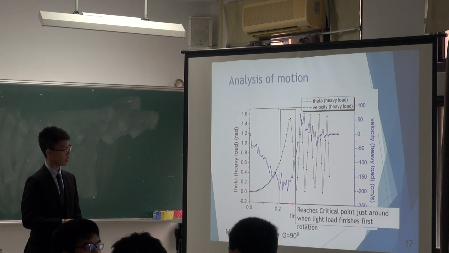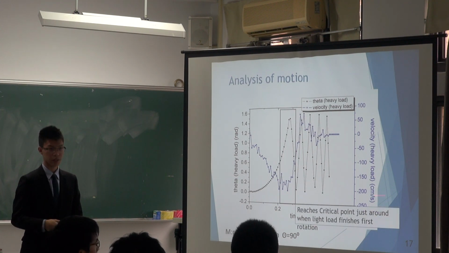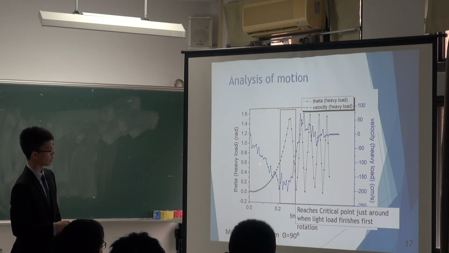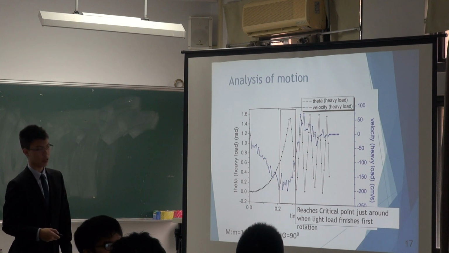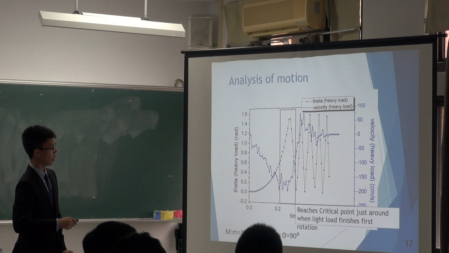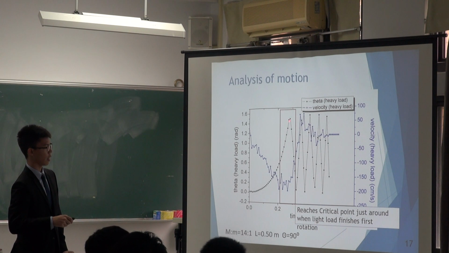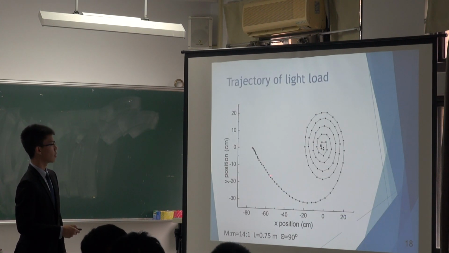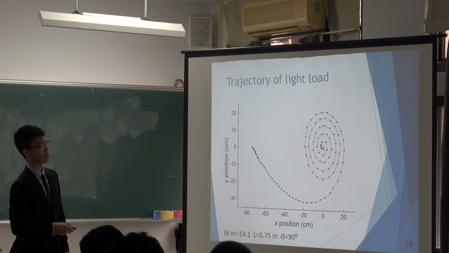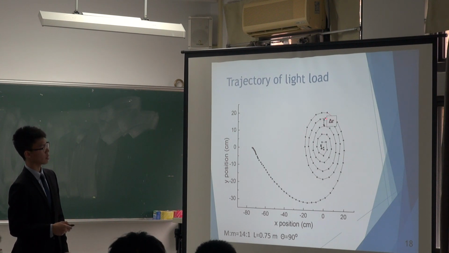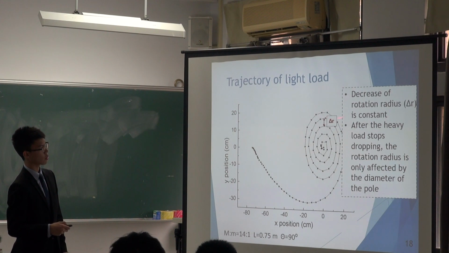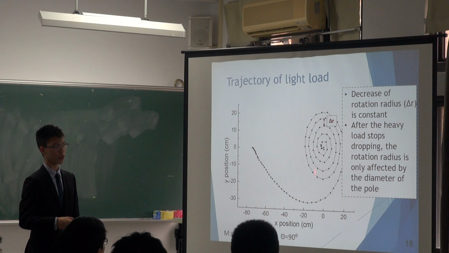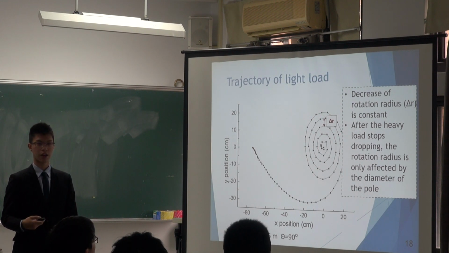We can see there's actually a critical point, quite obvious here, which makes the velocity of the light load bounce back up and go faster, and the theta of the light load forms another cyclic motion here. And this is the trajectory of the light load in the whole motion. We can see that the decrease of rotation radius, delta R, is almost consistent in every cycle, which is almost like an Archimedean spiral.